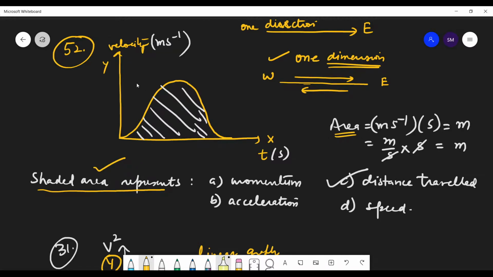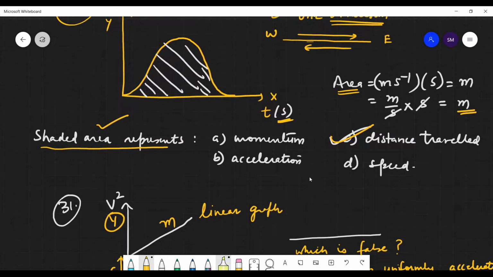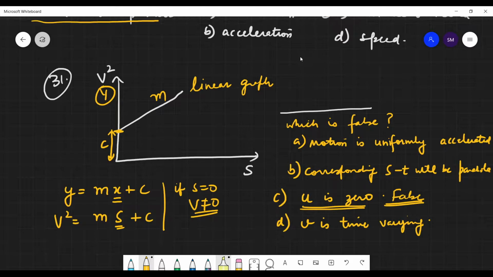Area is multiplying the units of the y-axis and the x-axis. So what do you get? Meter per second multiply second. What do you get? Meter. So meter is the unit of distance traveled, right?